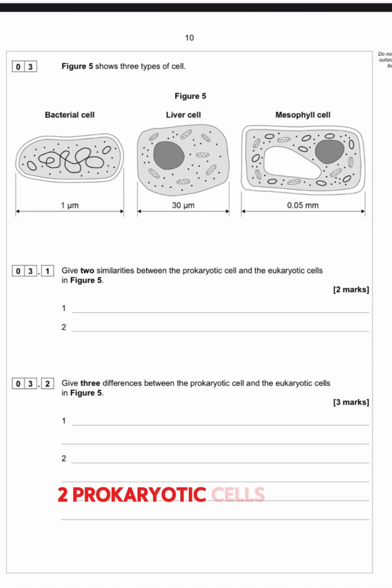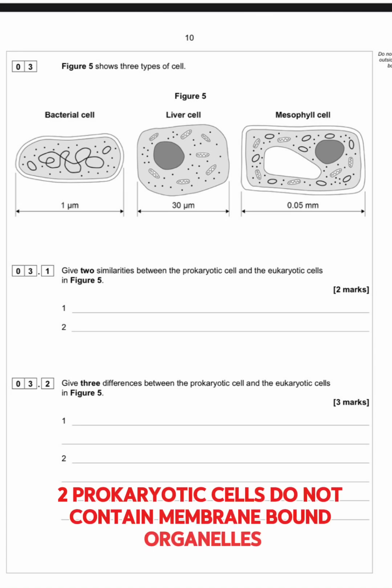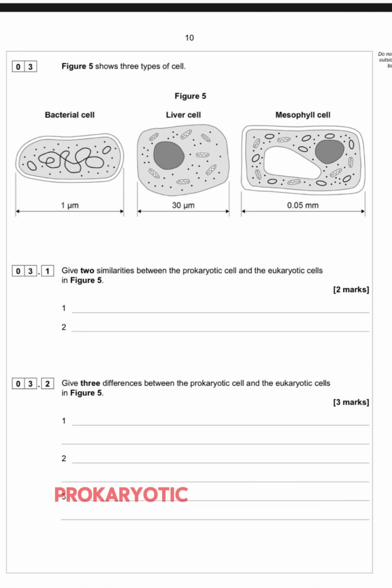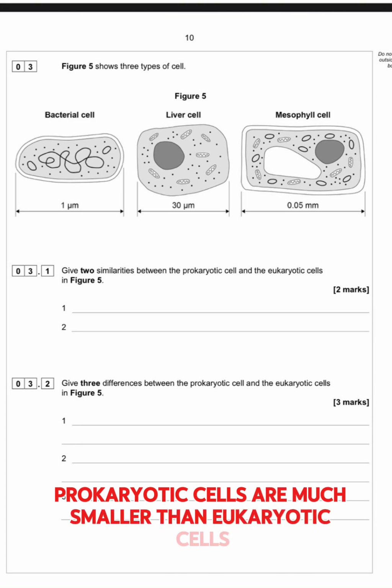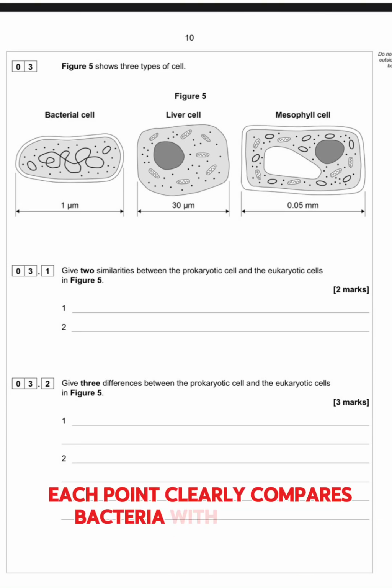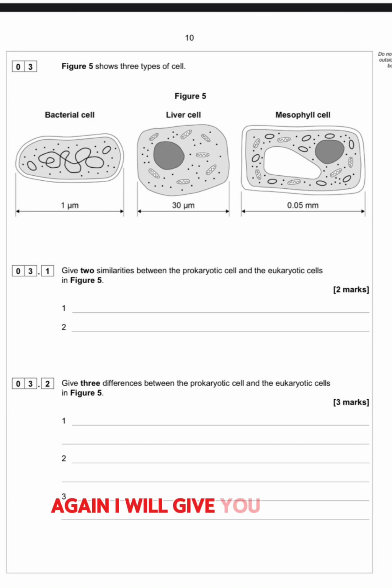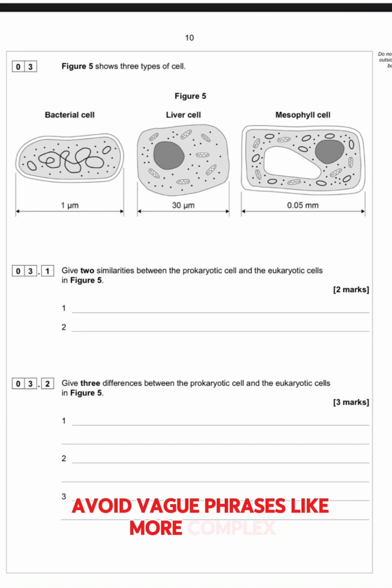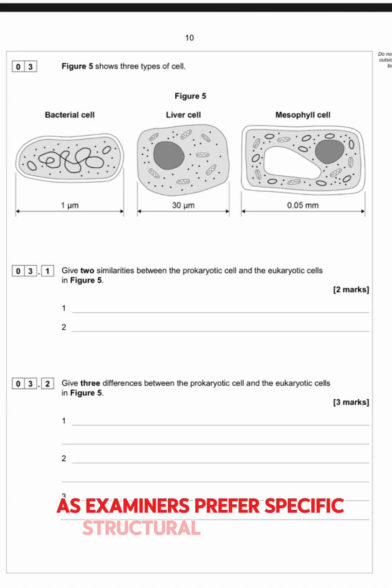2. Prokaryotic cells do not contain membrane-bound organelles. Eukaryotic cells do. 3. Prokaryotic cells are much smaller than eukaryotic cells. Each point clearly compares bacteria with plant and animal cells. Again, I will give you an exam tip. Avoid vague phrases like more complex, as examiners prefer specific structural differences.